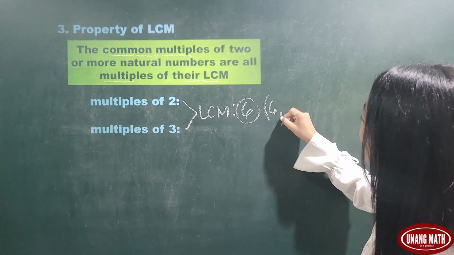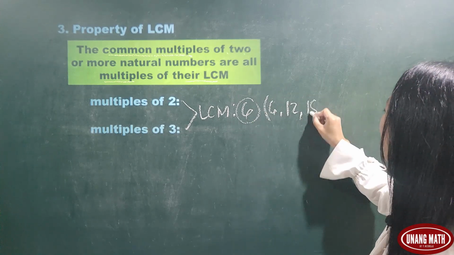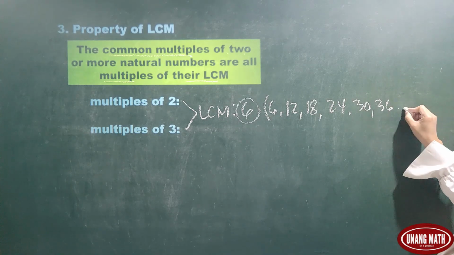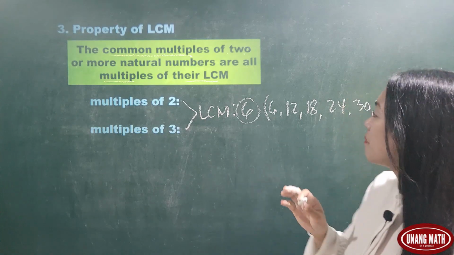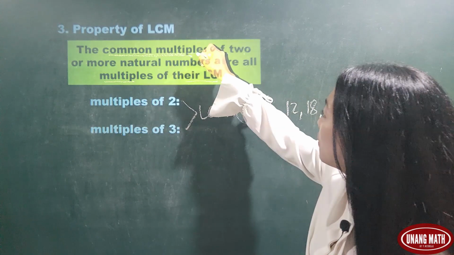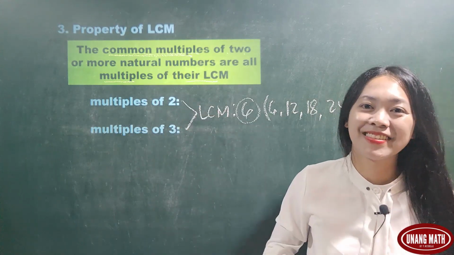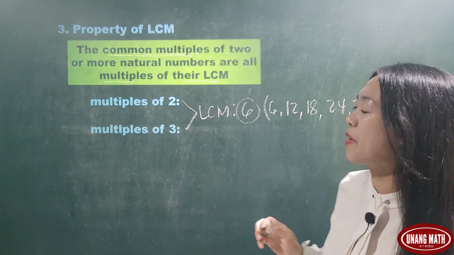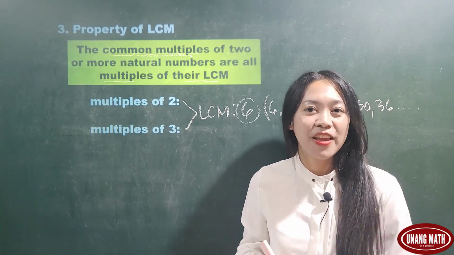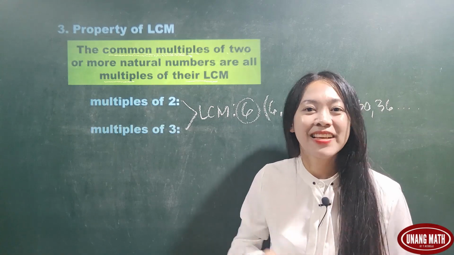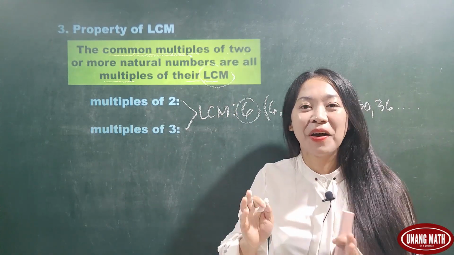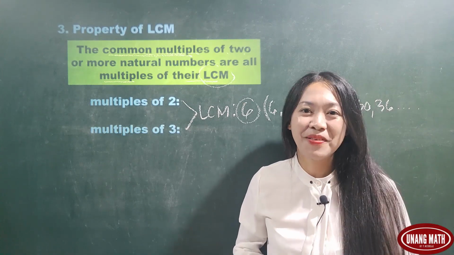Let's get 6's multiples. 6 times 1 is 6, times 2 is 12. Next is 18. Okay, 24, 30, 36, and so on and so forth. It means these numbers are all common multiples of these numbers. Property of LCM is very important because in exams or in tests, even if they didn't give the numbers, as long as we know the LCM, then we can find the common multiples of numbers.